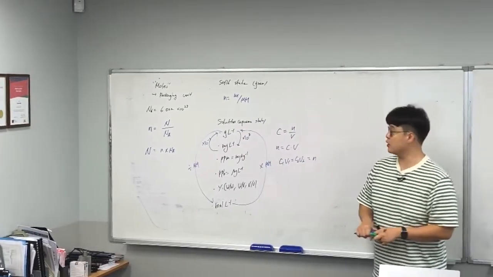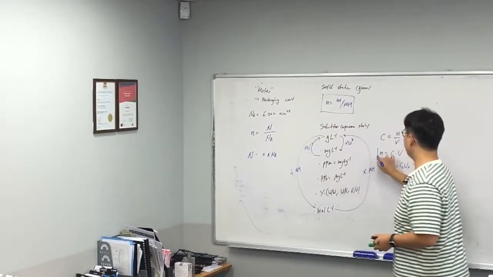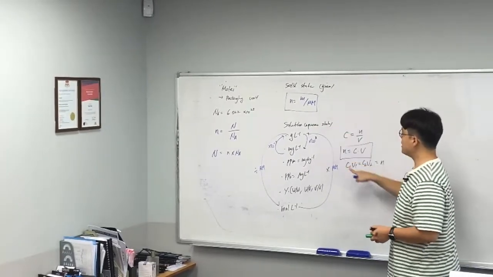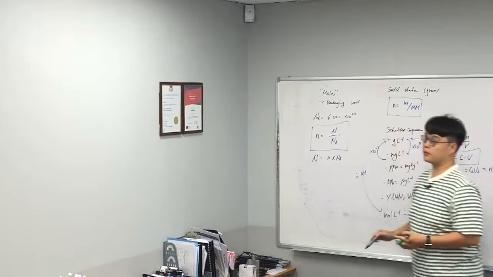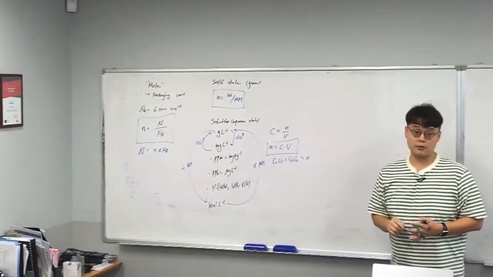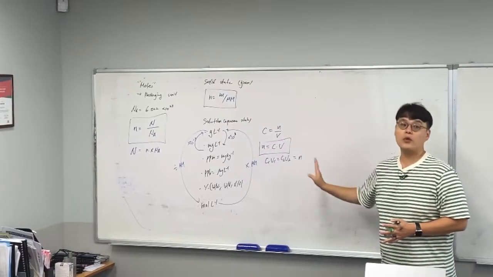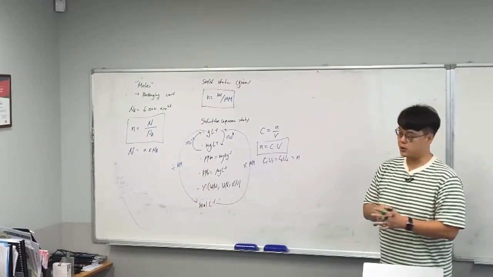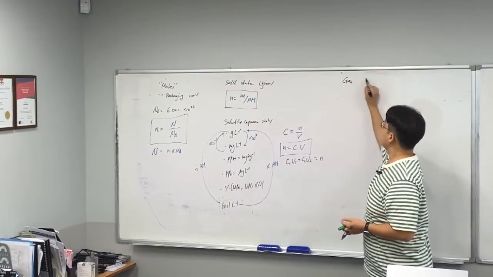That's something we learned. So remember the formulas: N equals mass over molar mass, N equals CV, and also N equals the total number of molecules divided by Avogadro's number. This is all we learned before we start the gas laws. Then, let's move on to the gas, the gas laws.